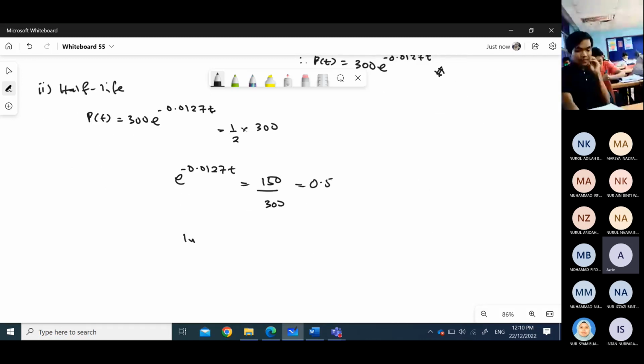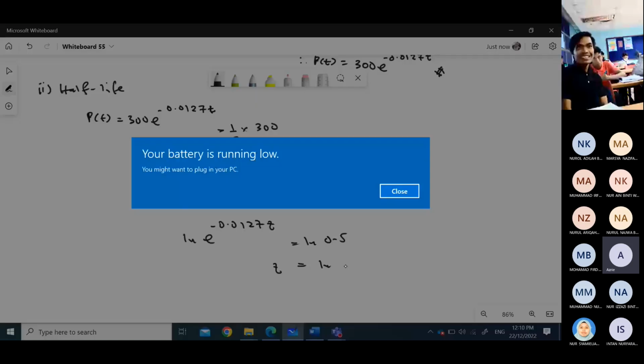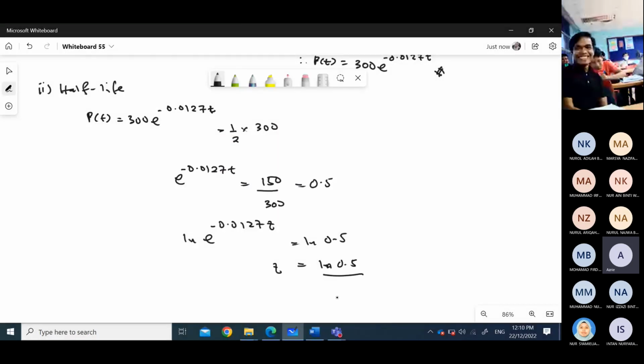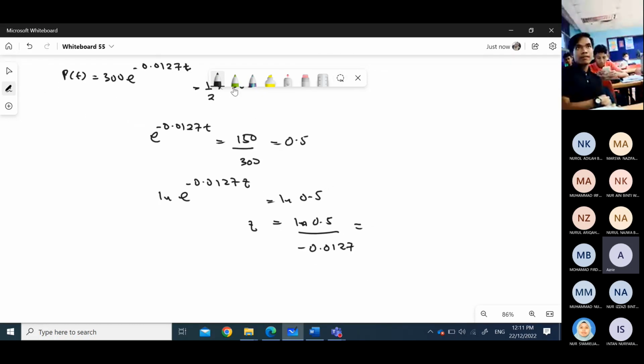Okay, so take natural log left hand side, right hand side. So T, I just keep natural log 0.5 divided by negative 0.0127. Dapat 54.5785. Okay, so T time dia.